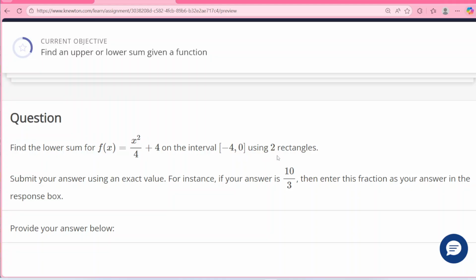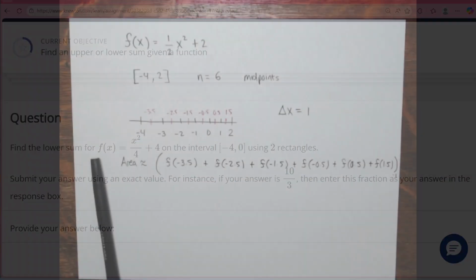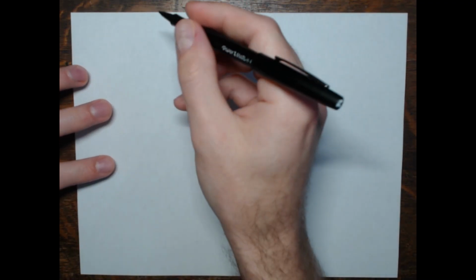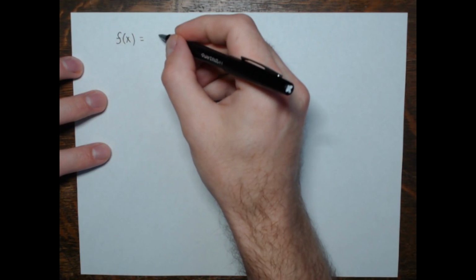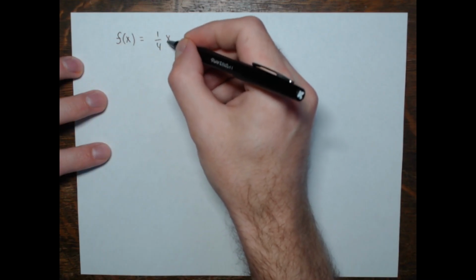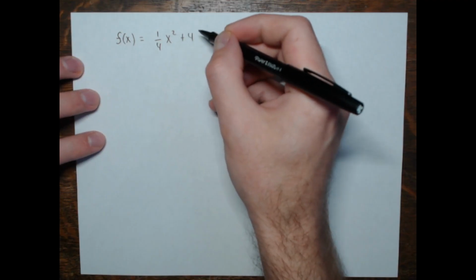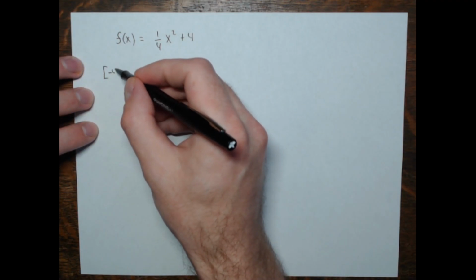So I break this into 2 pieces. Negative 4 to negative 2, negative 2 to 0. The delta x will be 2. And the value at the left end of each will be the highest point. Ooh, I want the lowest, so the lowest will be at the right end. All right, so I'm going to plug in the right ends. So if I actually draw this out, again, lower sum, we're looking for the lowest point on each interval. So here f of x is 1/4 times x squared plus 4 on the interval from -4 to 0.